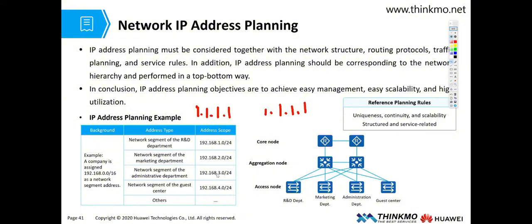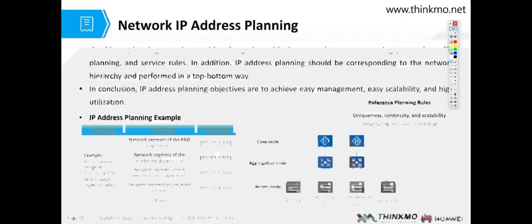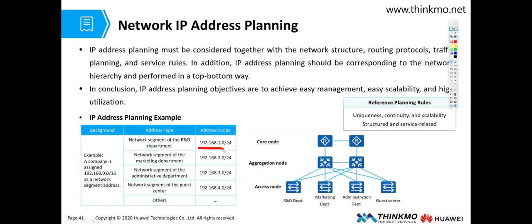Next is scalability. We need to maintain the correct addresses at each layer to ensure that when the network expands, the route summarization has a continuous address space. This prevents the need for route reconfiguration due to network expansion. For example, during this process, if we want to summarize the following network segments, we can see 192.168.1.0 and also 192.168.2.0, 3.0, 4.0. Now, in this process, our network segments are continuous.